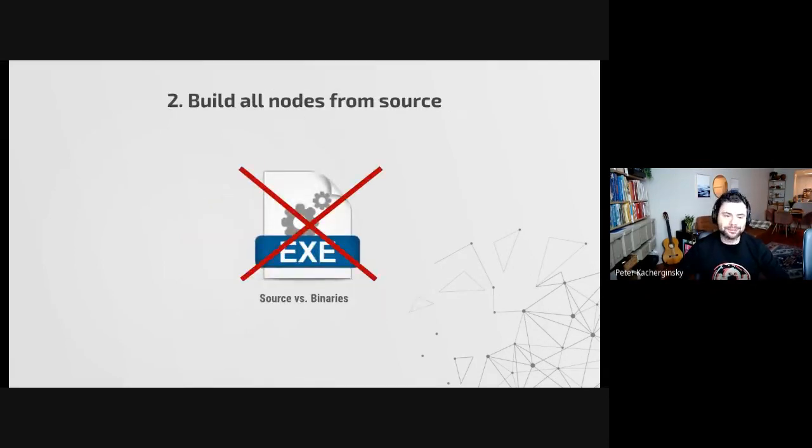We continue on that train of thought, we can also make sure that we build all nodes from source code. I know this is a big ask, but this is something that you could consider. And the reason for this is, again, the Monero example, where only the binaries of Monero were backdoored. The source code remained intact.